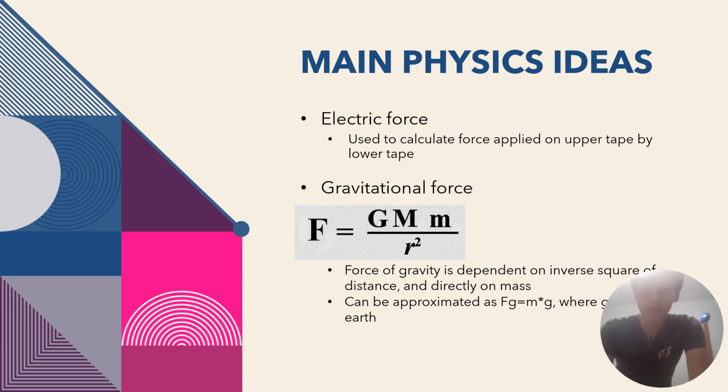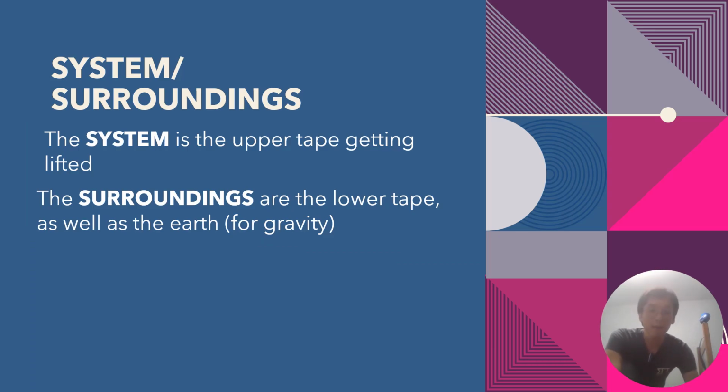The main ideas explored in this lab are electric force, which is used to calculate the force applied on the upper tape by the lower tape, and gravitational force, which depends on the inverse square of distance and directly on mass. It can be approximated as Fg = mg, where g is 9.81 meters per second squared on Earth. The system is the upper tape getting lifted, and the surroundings are the lower tape as well as the Earth for gravity purposes.